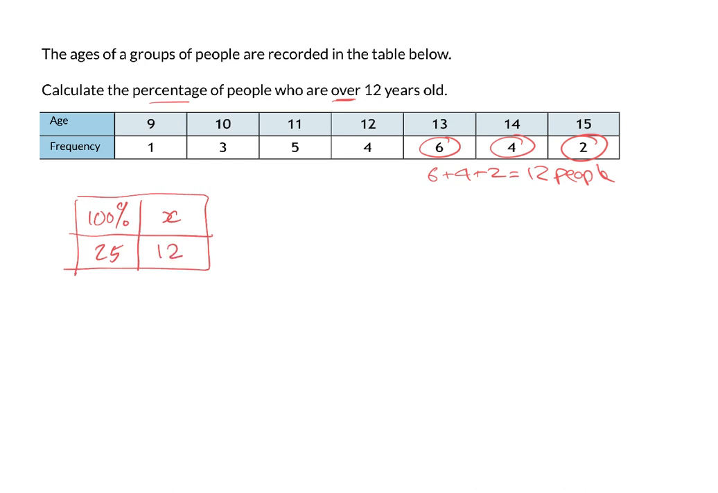I know how to do this. If this is my unknown, I multiply these two and I divide by this one. So my x, which is my percentage of people, is going to be 12 times 100 over 25, and that works out to be 48%. So 48% of my people in my table are over 12 years old.